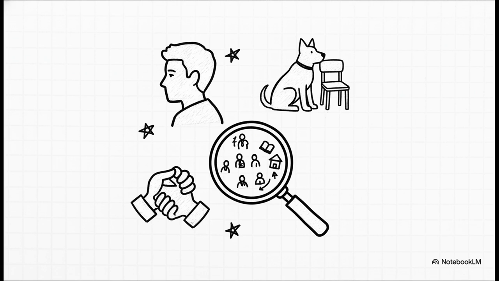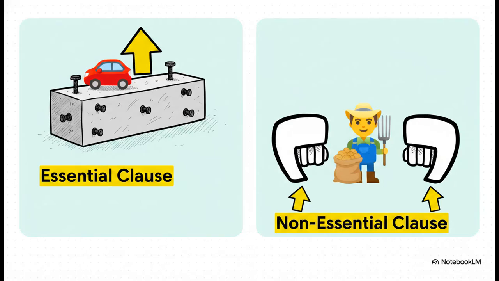And that, well, that is an incredibly versatile tool you can use for people, animals, or things, but specifically when the information you're adding is absolutely essential to the core meaning of your sentence. Now notice the visual difference between these two types of clauses here. This is a massive hallmark of written fluency.